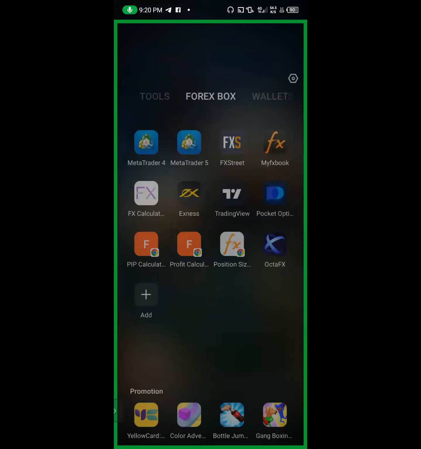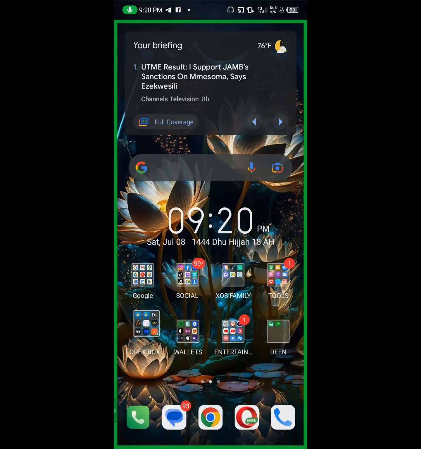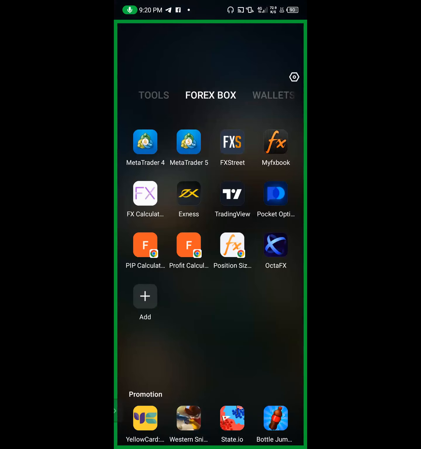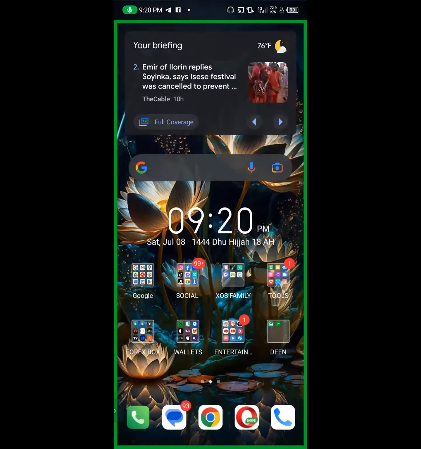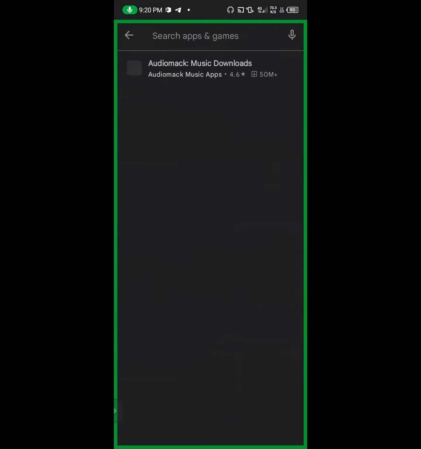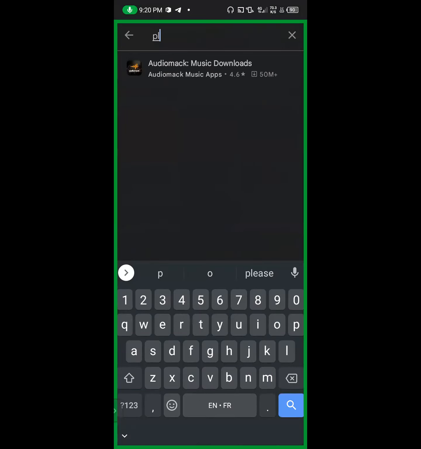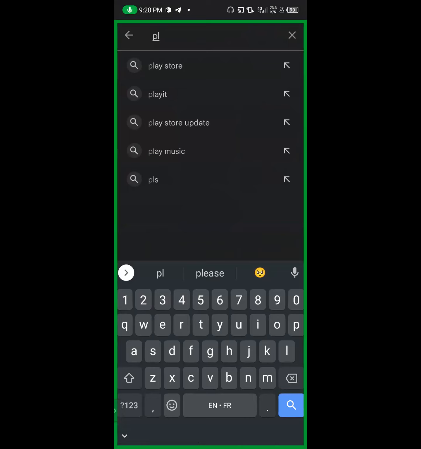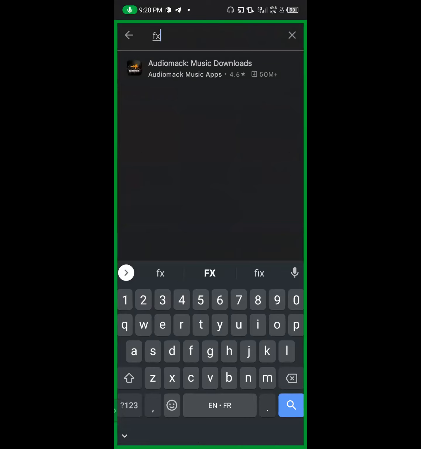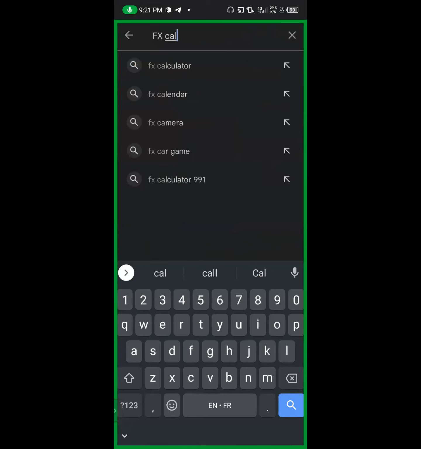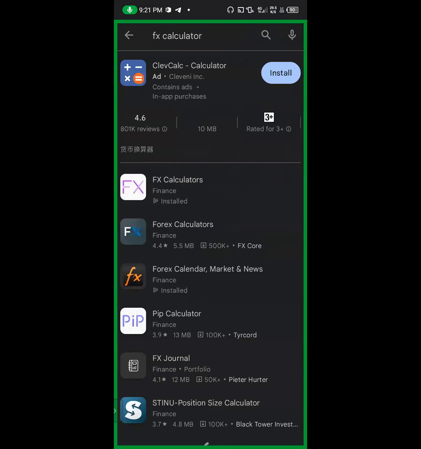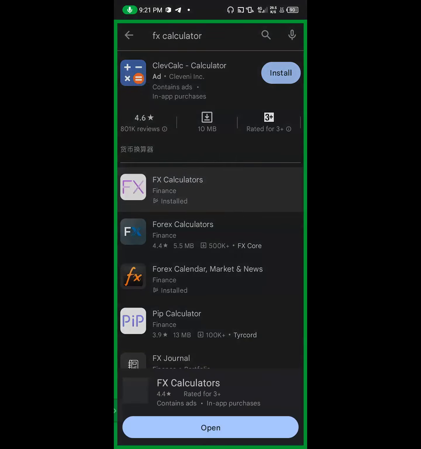Remember, the logo is very important because they've made several versions come out for you, so you just have to go by this one. Let's say you go to your Play Store. I use Android. For those of you who use iPhone, you need to go to your App Store. You type FX calculator. It brings up different types, but this is the type you want, the first one.